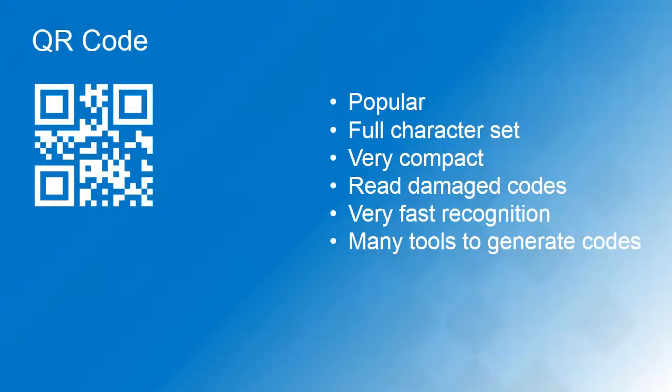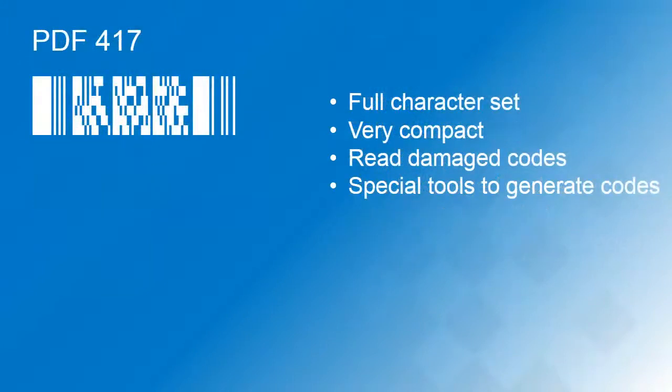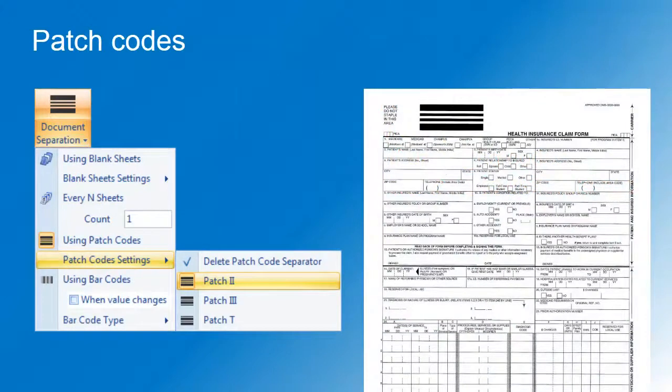They're compact, support all possible characters, and are very fast and reliable to decode even when heavily damaged. Because they're so popular, there are many tools out there to produce QR codes. PDF 417 has similar benefits compared to QR code, but is less popular. You often see them on identification cards and boarding passes. Kofax Express also supports patch codes. They don't contain any information and just serve as separator codes.